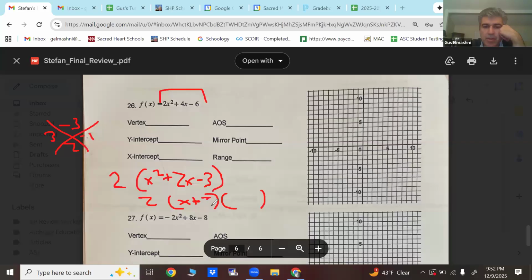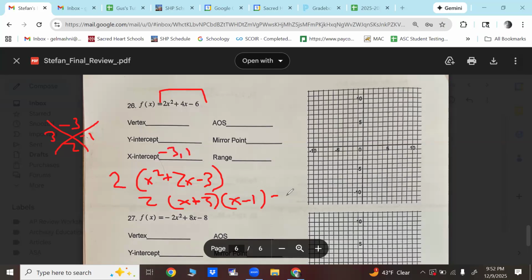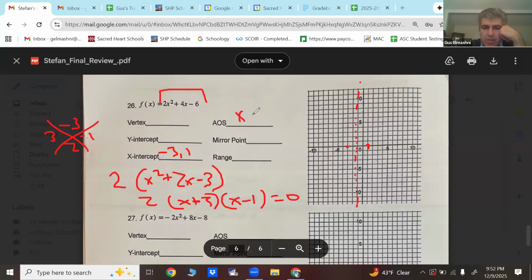That's why factoring is a skill you want to have mastered, because you need to apply it for this problem. It will help you figure out the x-intercepts, which are pretty easy: negative 3 and 1. If you set the equation equal to 0, x has to be negative 3 or 1. So that's where I'm going to cross the x-axis. My axis of symmetry is right in between, which is x equals negative 1. The y-intercept, if I plug in 0 for x, should be negative 6.